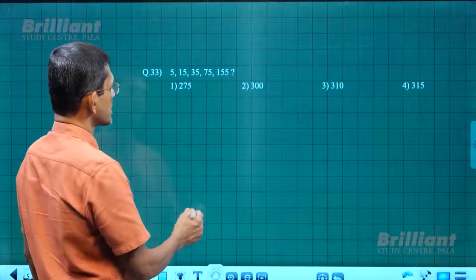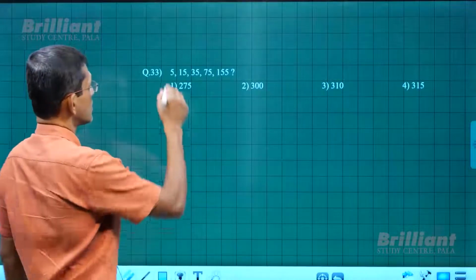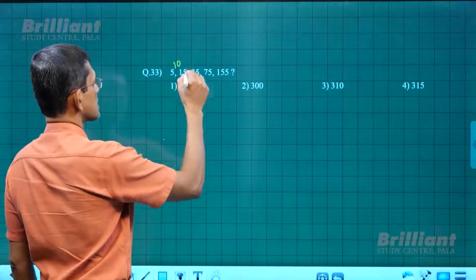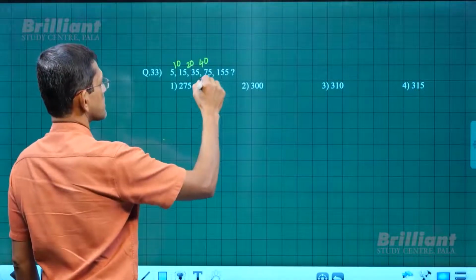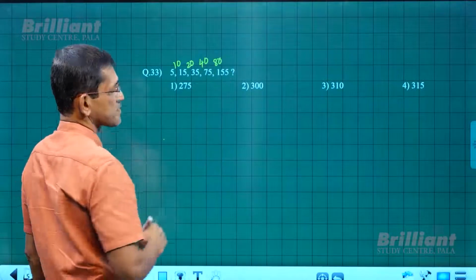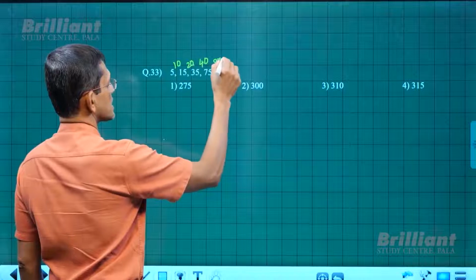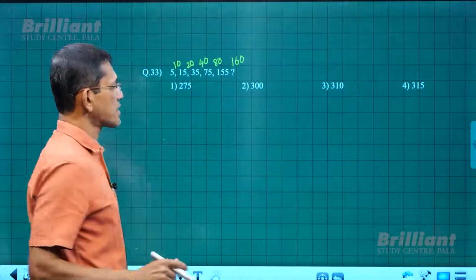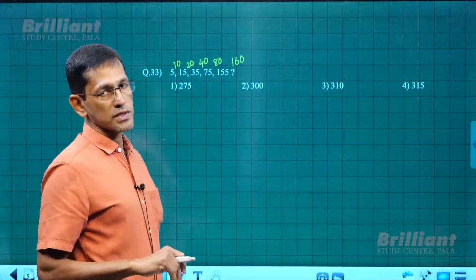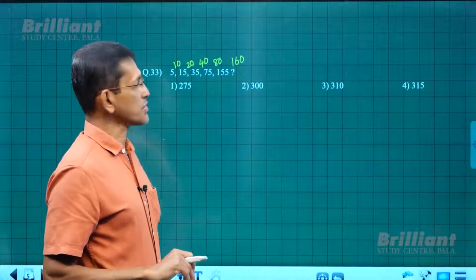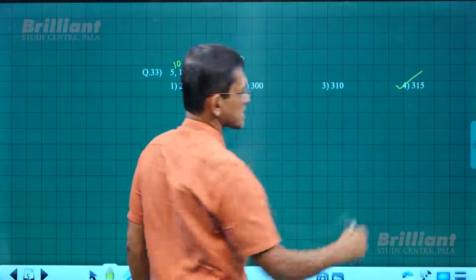33. 5, 15, 35, 75, 155. I believe we have done this question earlier. Anyhow, this is the pattern. 5 plus 10 is 15, 10 plus 20 is 35, 35 plus 40 is 75, 75 plus 80. So the next one must be 10 into 2, 20, 20 into 2, 40, 40 into 2, 80, 80 into 2, 160. So the next difference is 160. 155 plus 160, that means 315. So the answer is here.